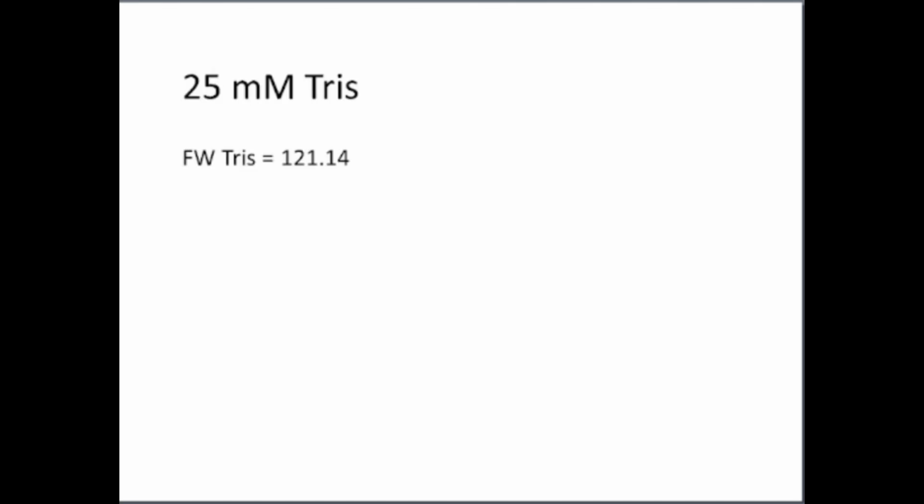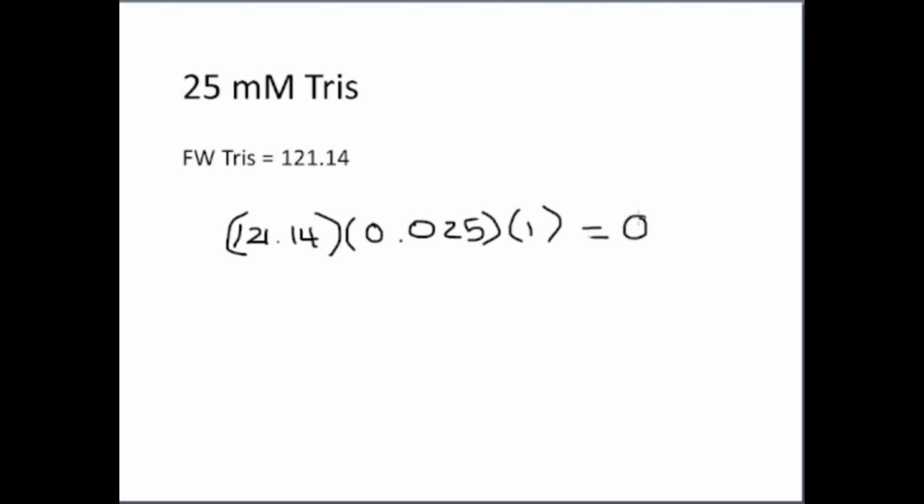So then let's go to the tris. All right, so the tris will use 121, and in this case I gave you 121.14 as the formula weight, times the molarity that we want, 0.025, and in this case I'm making 1 liter. So if we do the arithmetic, we get 3.0285 grams. So that's how much tris you want. That's a 3 there, 3.0285 grams.